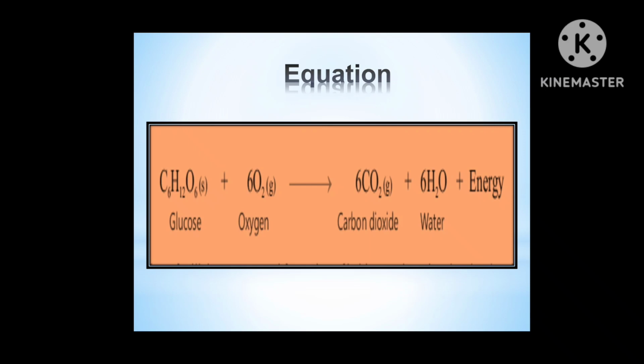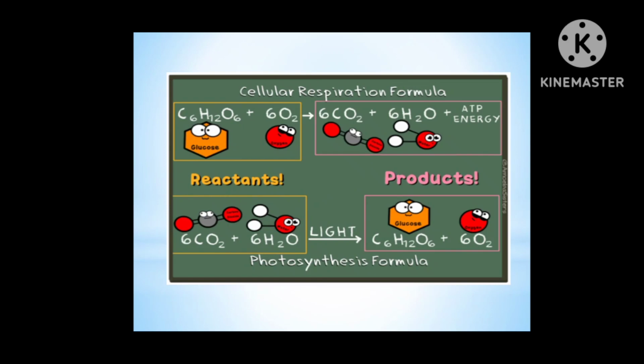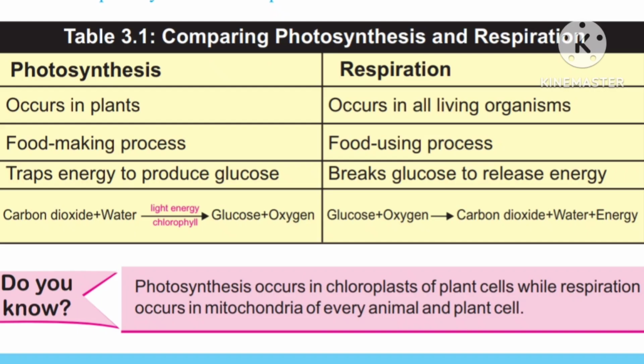Here you can see the respiration equation. When glucose reacts with oxygen molecules, it converts into carbon dioxide gas and gives water molecules and also provides energy. The energy produced during this reaction is used to perform all the body functions in living organisms. Here you can see clearly the difference between photosynthesis and respiration. Respiration is opposite to photosynthesis. Students, in this table you can clearly see the differences between photosynthesis and respiration process.